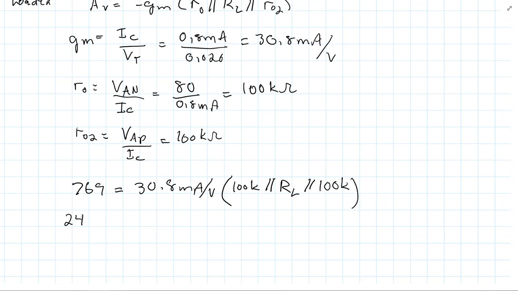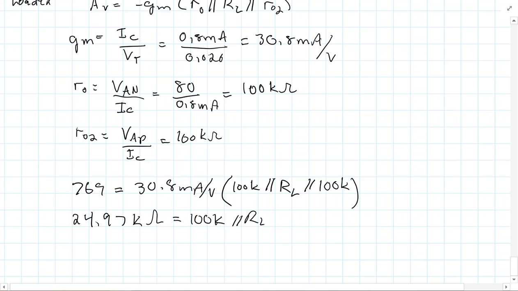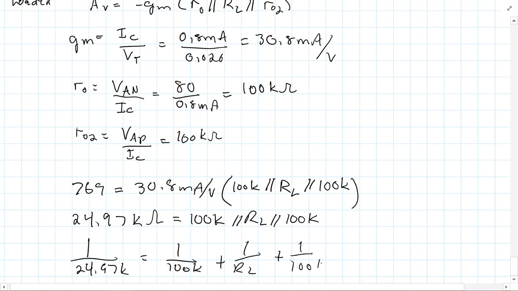I got a phone call right as that was coming, so there's a weird little gap here, I know, sorry about that. But the answer here, when I divided both sides by 30.8 milliamps, I get 24.96, well actually it would be 97 if I round, kilo, and that'd actually be kilo ohms, is equal to 100K in parallel with RL in parallel with 100K. And then the way I would solve this is that we have 1 over 24.97K is equal to 1 over 100K plus 1 over RL plus 1 over 100K.